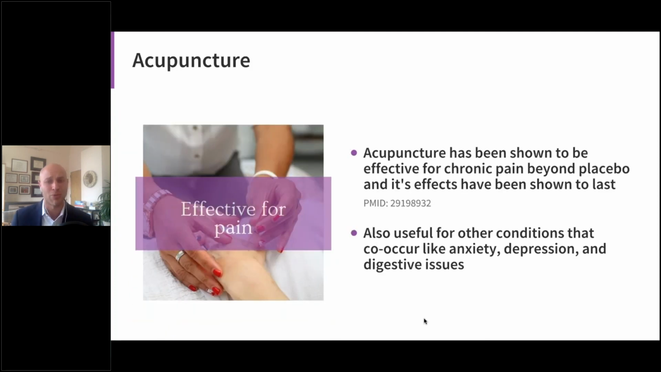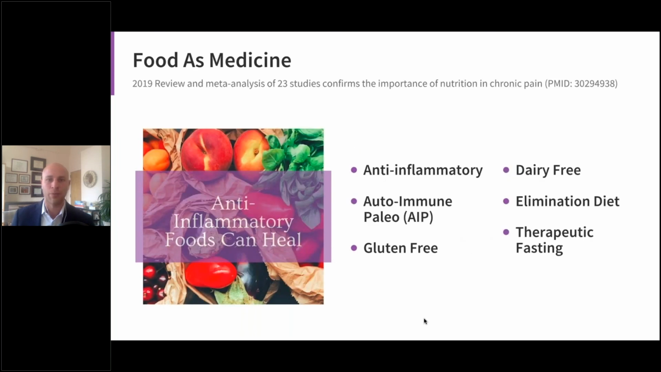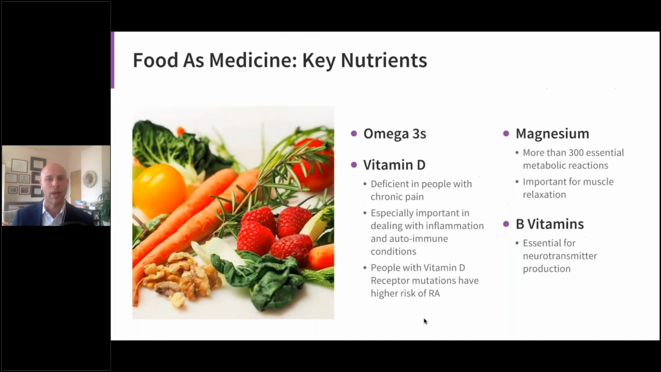Acupuncture is something I use in my practice, certainly effective, certainly proven to work, and the effects are shown to last and actually make lasting brain changes. So we all love acupuncture. Diet works. I don't have to tell you that, but there was a 2019 review of 23 studies that looked at the importance of nutrition and chronic pain, and unequivocally said the food that people eat impacts their likelihood of dealing with chronic pain and being inflamed.